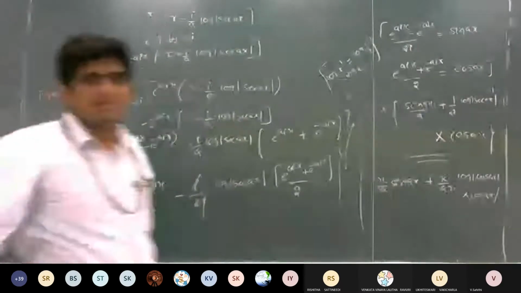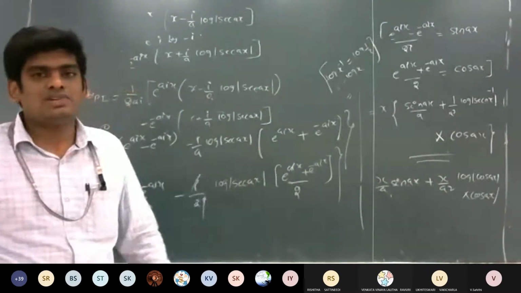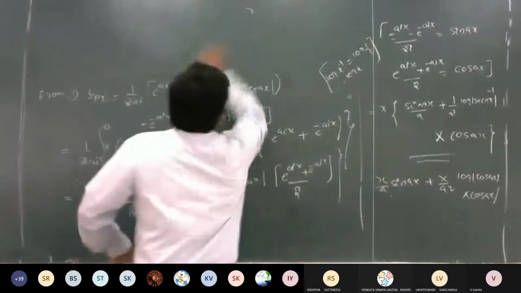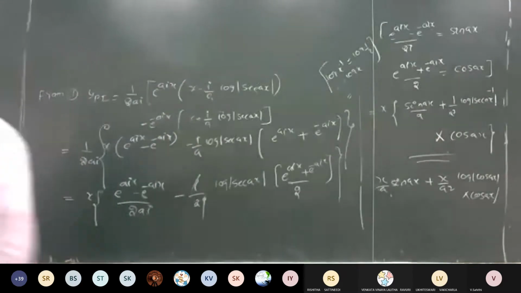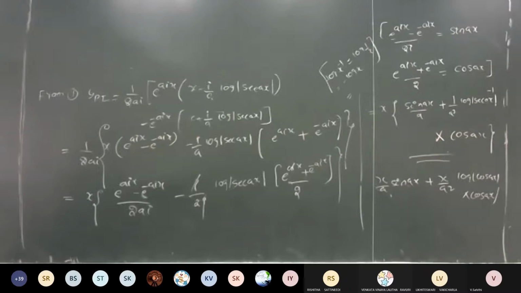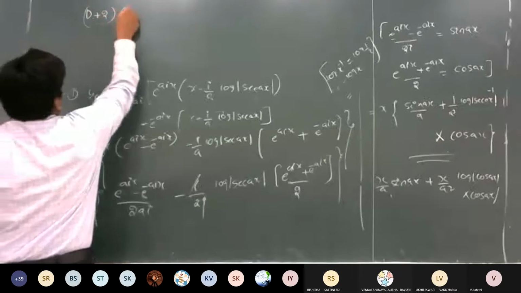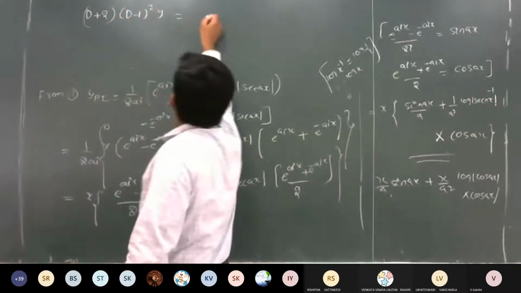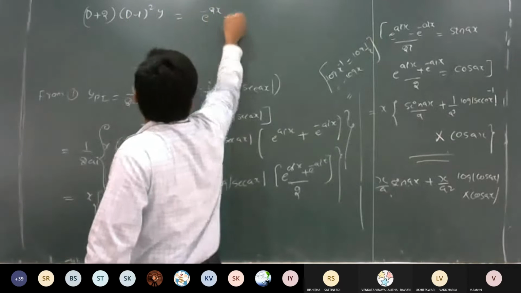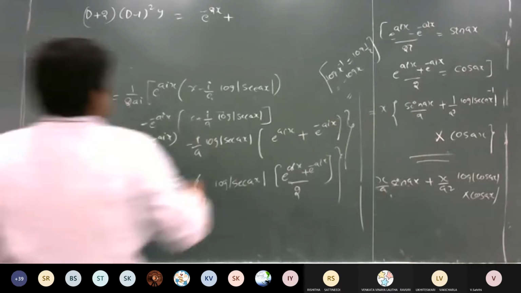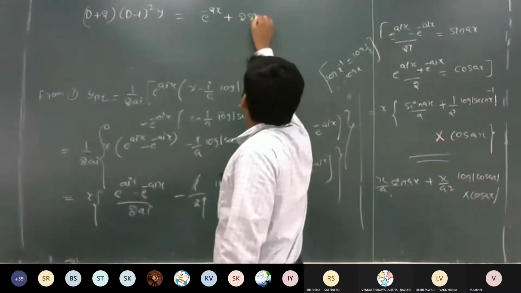Just to practice the problem, no need to write it entirely. So, next problem, I will give a clue, and I am not going to solve the entire problem. So, (D plus 2)(D minus 1) whole square y is equal to e power minus 2x plus e power minus 2x plus e power minus x plus 2 sinh x.